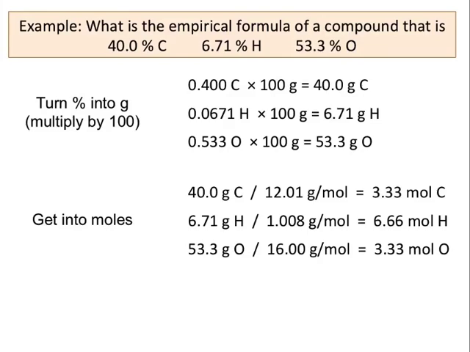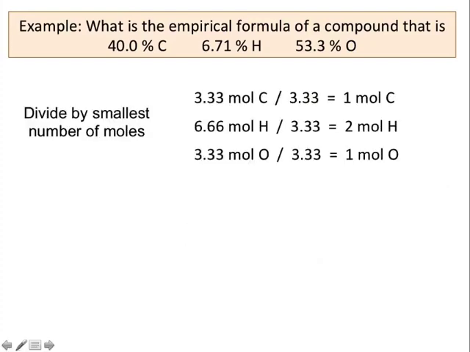And we're interested in the relative ratios between these. You can probably by now look at these and say, I've got a 1 to 2 to 1 ratio between carbon, hydrogen, and oxygen. And sometimes it's simple enough you can just see it. Other times you need to do a little bit of work to be able to find out what that is. So let's show how you would do this work. You find the smallest number of moles you have. In this case it's 3.33 from the carbon and the oxygen. And if you divide all of these by the same 3.33, then you'll get 1 to 2 to 1.